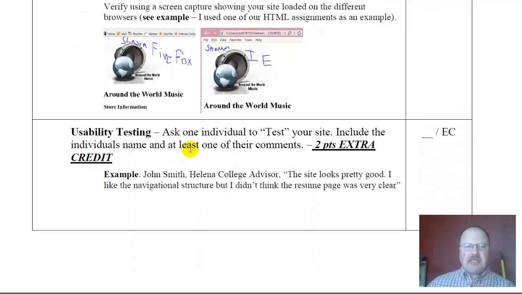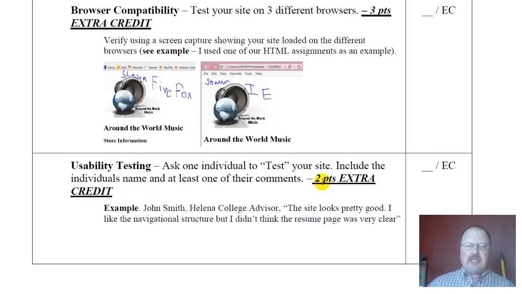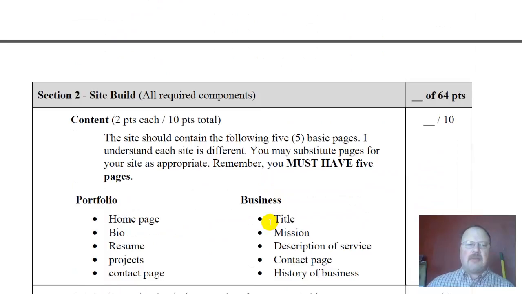Now, usability testing. Ask somebody to go ahead and test your site. Include the individual's name and at least one of their comments. So let me back up. The browser compatibility was 3 extra points, and usability testing is 2 extra points. Do a quick Google search on compatibility testing and usability testing to understand what those are for. For usability testing, ask one individual to test your site and include an example or their comments. Now, that's extra credit.